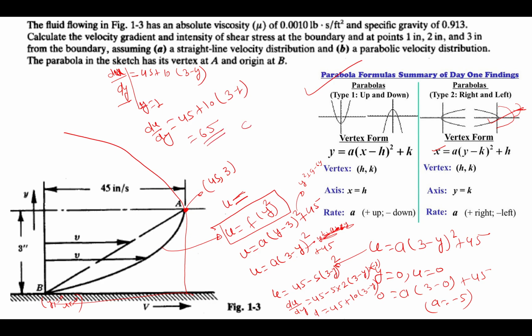What is the shear stress at that point? Shear stress is nothing but mu into du by dy at y equal to 1. So it will be 0.001 into 20. You will get it very easily. So this is the whole expression for how we calculate the parabolic part, which is very challenging.